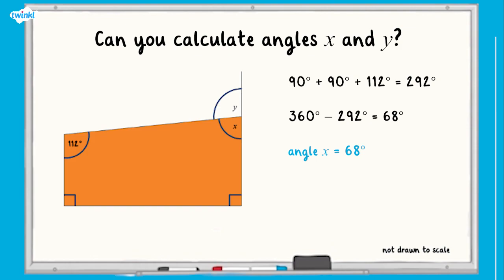To calculate angle Y, we need to remember that the angles on a straight line are equal to 180 degrees. 180 degrees subtract 68 degrees is equal to 112 degrees. Angle Y is 112 degrees.